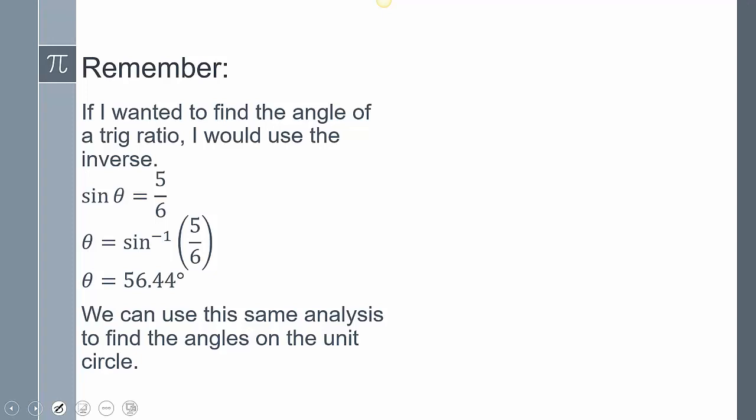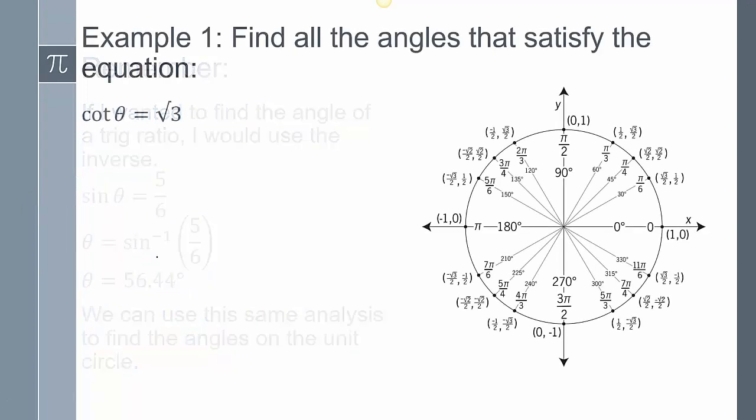Now, as just a reminder, if you have a trig function equaling some ratio, and you take the inverse to both sides, that would cancel out with our trig ratio, and you're going to be left with an angle. So if you ever have the inverse of a ratio, it always represents the angle. And so we're going to use that analysis to find the angles on our unit circle.